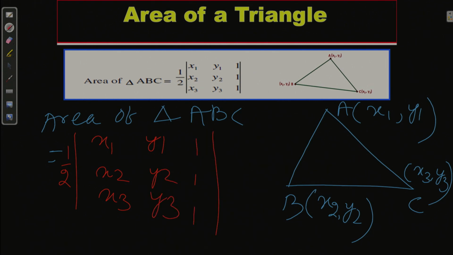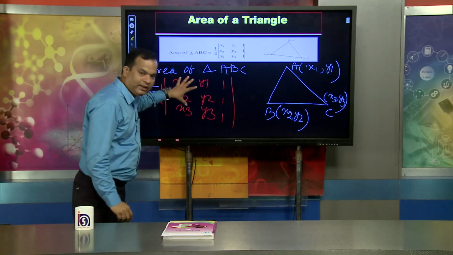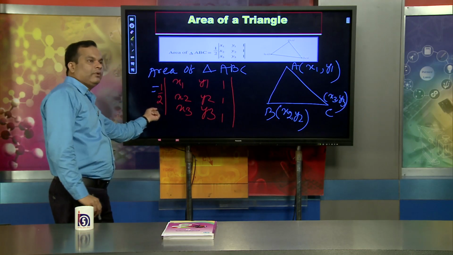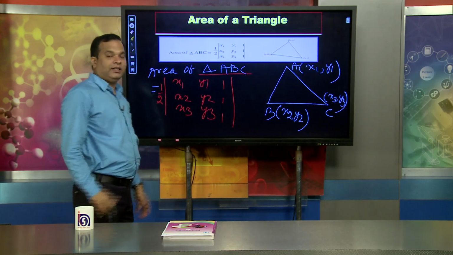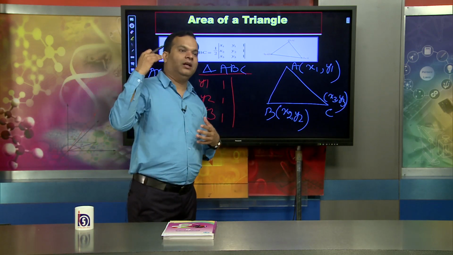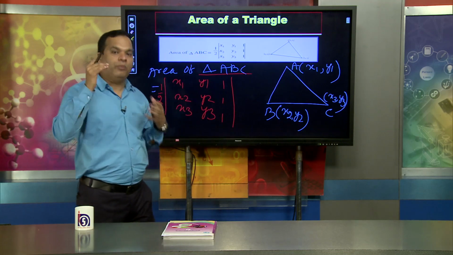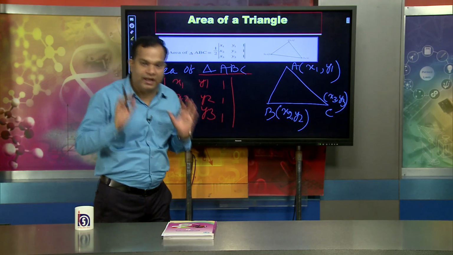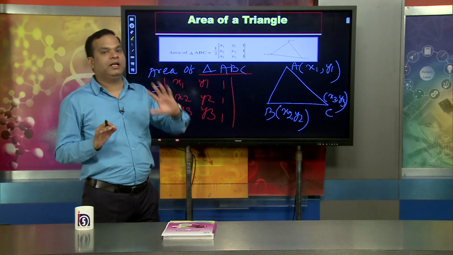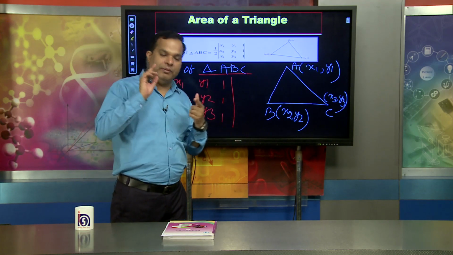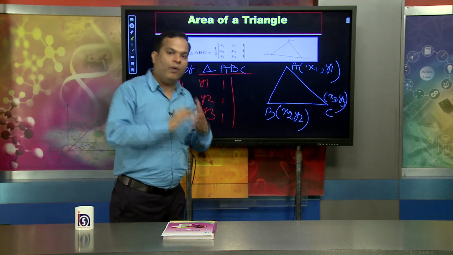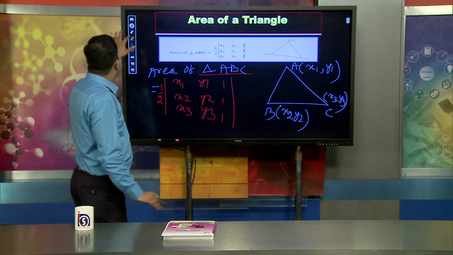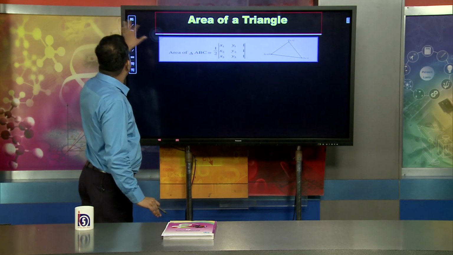If you find the determinant value of this quantity and multiply with half, then you will find the area of triangle ABC. It is a very beautiful, very technical formula to find the area of a triangle. I am talking about the area of any triangle. It may be a right angle triangle, an equilateral triangle, or an isosceles triangle, whatever type of triangle it is. And this gives a very important result.